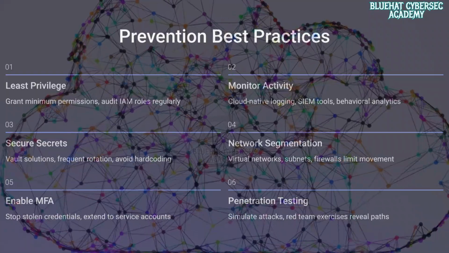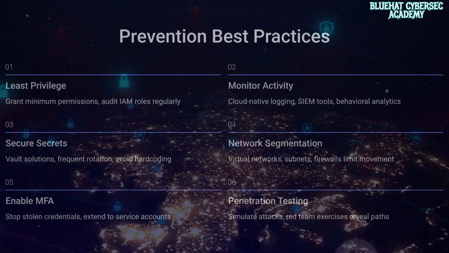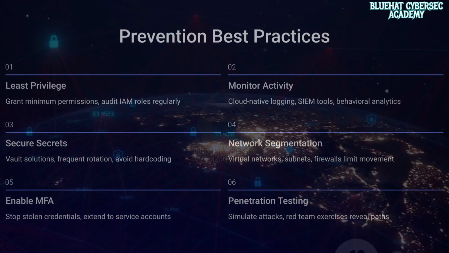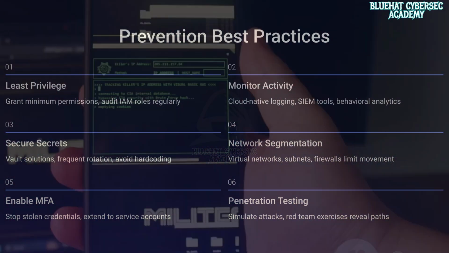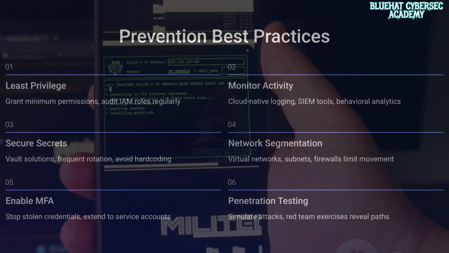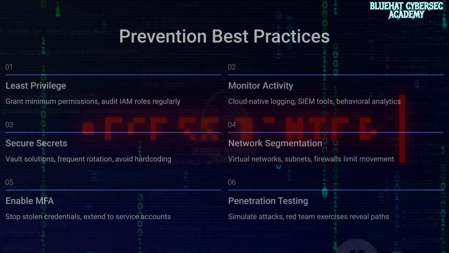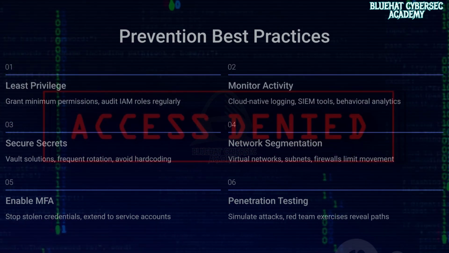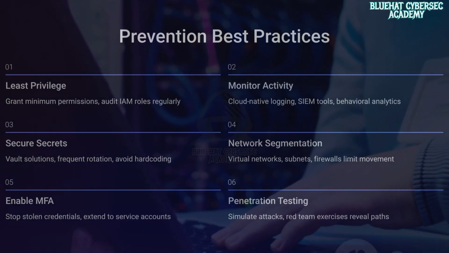Fourth, segment your cloud environment. Virtual networks, subnets, and firewalls can limit movement between critical systems. Segmentation helps contain breaches. Fifth, enable multi-factor authentication everywhere. MFA can stop attackers from easily using stolen credentials to move laterally. Extend MFA to service accounts wherever possible.